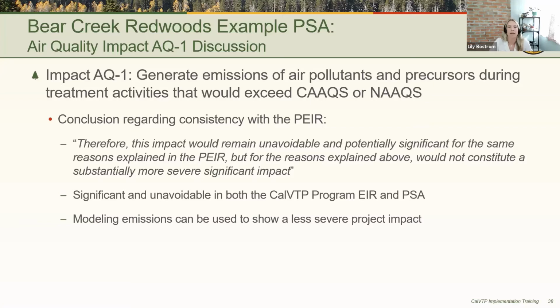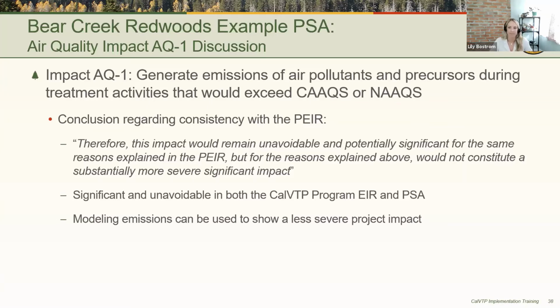I will note, though, that in this case, we did not model emissions of criteria air pollutants. Instead, we relied upon the analysis and conclusions contained within the CalVTP program EIR. That's one of the streamlining benefits. But if you did want to try to show a less severe project impact, you could go ahead and model emissions and see if you come in below the thresholds.